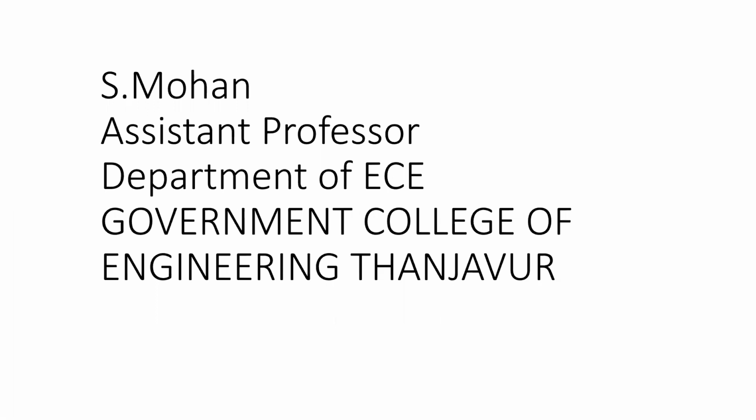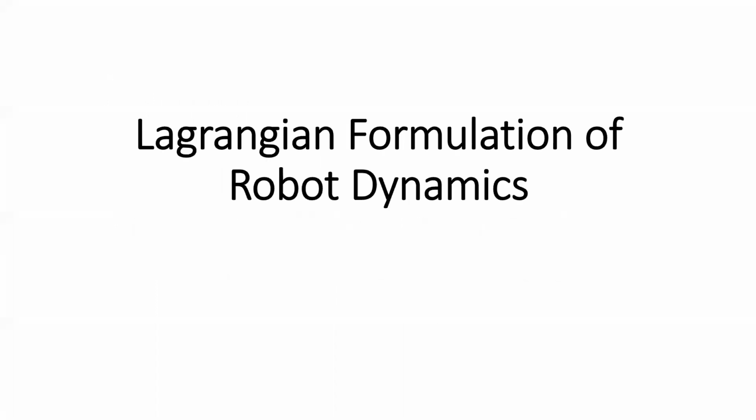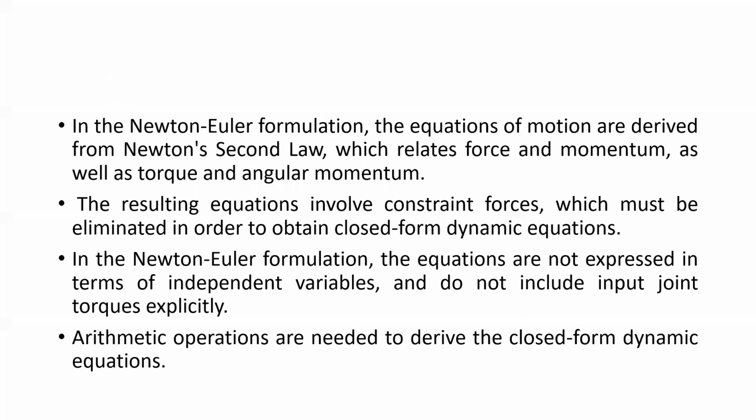We are going to discuss, in the robotics subject, the Lagrangian formulation of robot dynamics. In the Newton-Euler formulation, the equations of motion are derived from Newton's second law, which relates force and momentum as well as torque and angular momentum. The resulting equations involve constraint forces which must be eliminated in order to obtain a closed form dynamic equation.